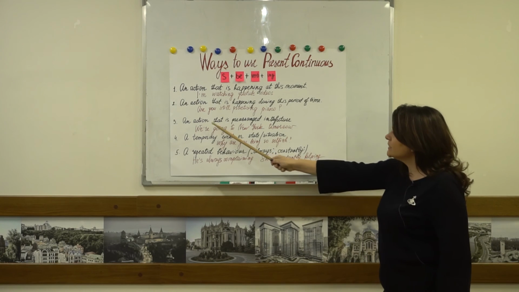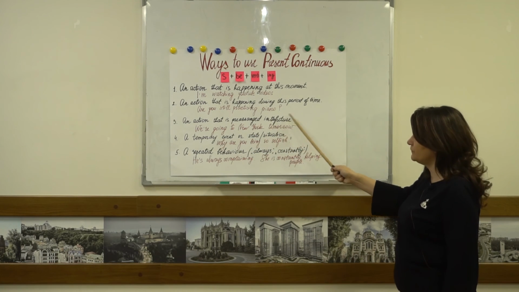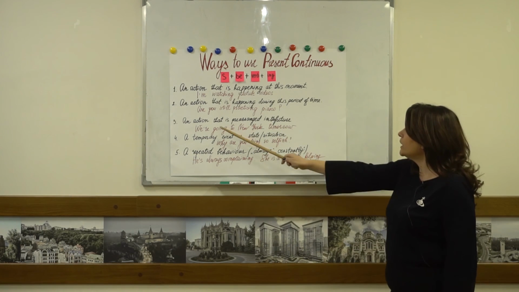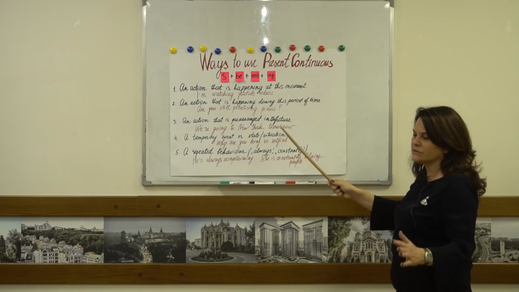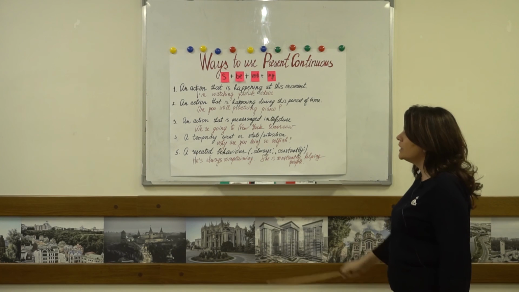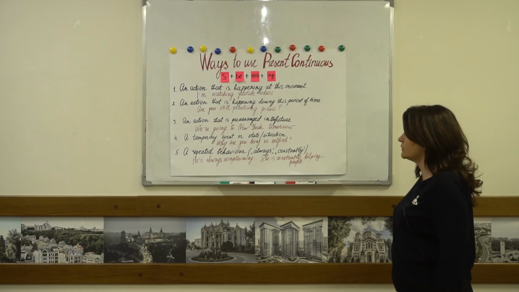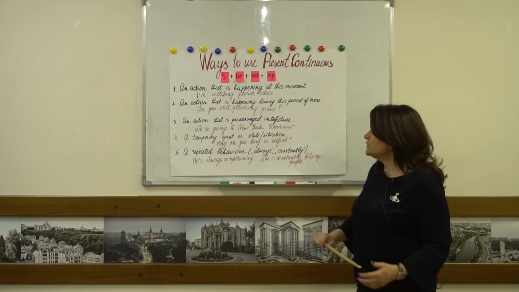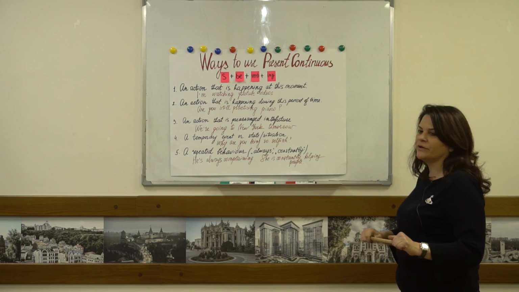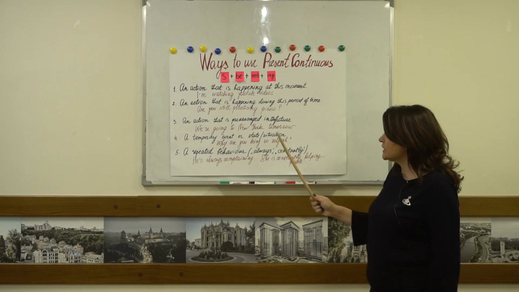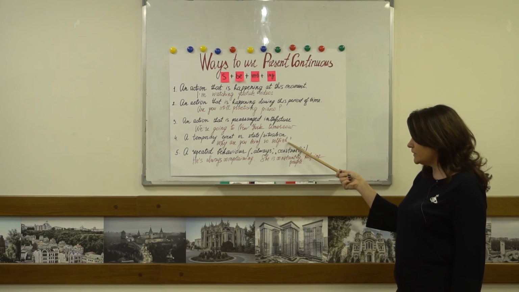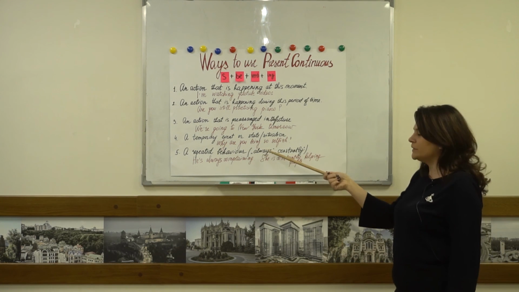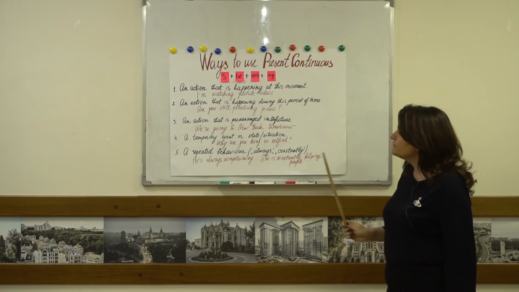Third point, an action that is prearranged in the future. For example, we are going to New York tomorrow. We are going to Arizona, for example, tomorrow. We are going to Kiev tomorrow. Fourth point is a temporary event or situation. For example, why are you being so selfish? Or why are you being so shy, for example?